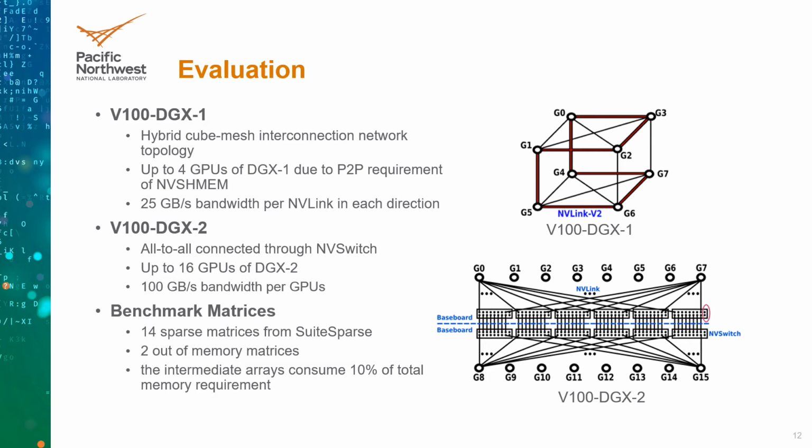In our experiments, we choose 14 sparse matrices from SuiteSparse, and two of them are out-of-memory matrices which cannot be allocated into one GPU. We observe the intermediate arrays only consume 10% of total memory requirements.